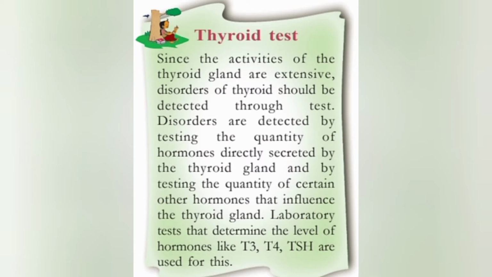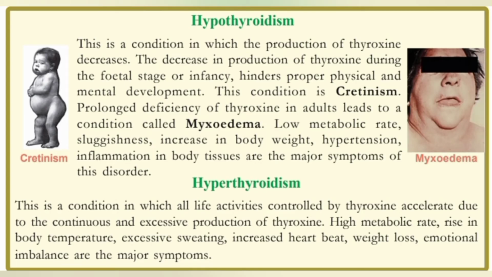They mainly check the levels of T3, T4, and TSH hormones. They either check the thyroid gland hormones or test the quantity of certain other hormones that influence the thyroid gland. We can study the conditions in which thyroid hormones don't work, or their secretion becomes lower or higher than the normal level. What will happen in those situations? We can study it. It is categorized into two main types: hypothyroidism and hyperthyroidism.